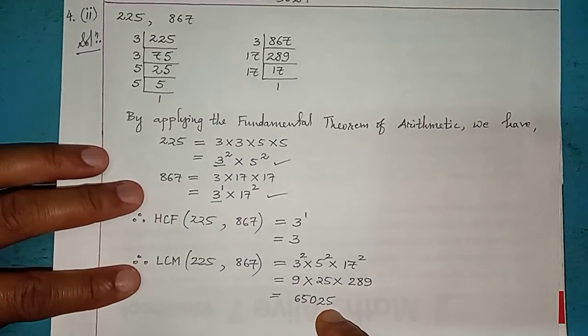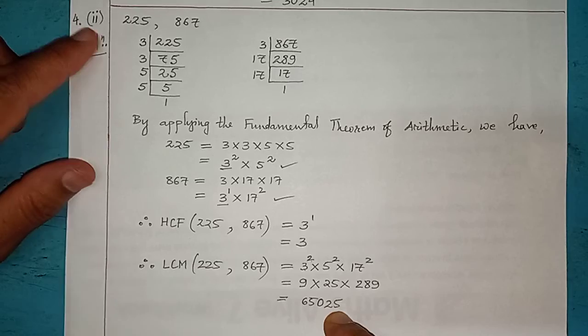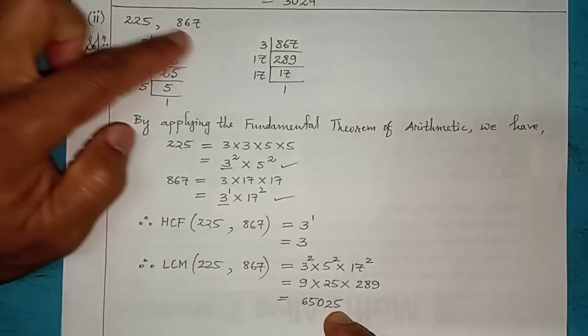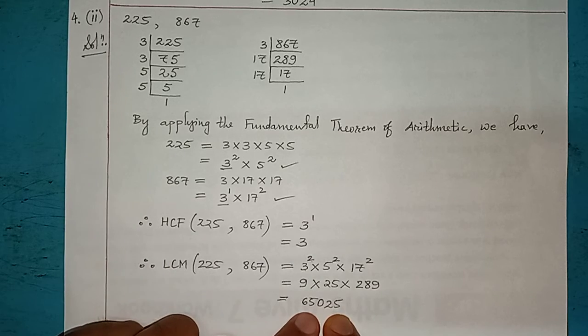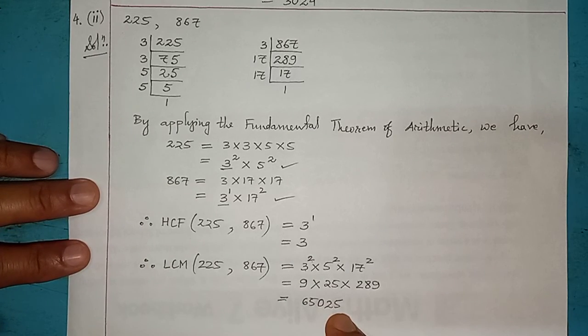So yes students, we have got the LCM. So that means for this question number 4.2, for these two given numbers, their HCF is 3 and the LCM is 65,025. So thank you students, you practice these sums nicely. Only by seeing and copying will not do, you have to practice all the sums, whenever you have any time. Thank you.